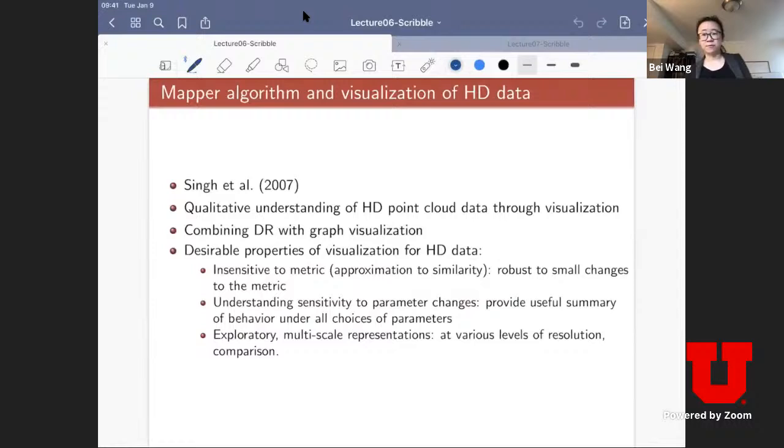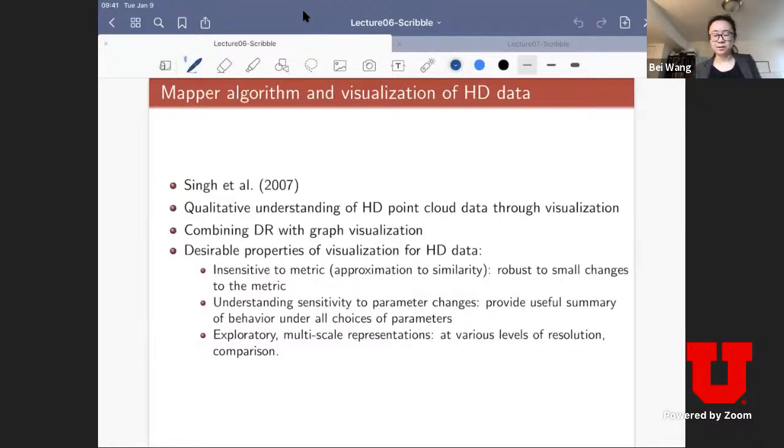So the idea is, if I have a high dimensional point cloud, I would like to get a topological representation or summary of the point cloud, and you can use it for visualization and downstream analysis, okay? And it's part of topological data analysis in a sense that it's part of unsupervised learning or exploratory data analysis, okay?